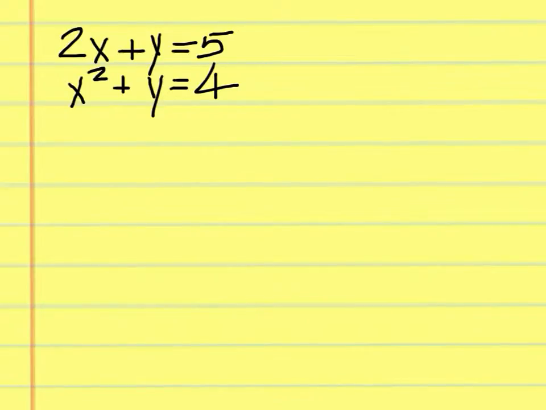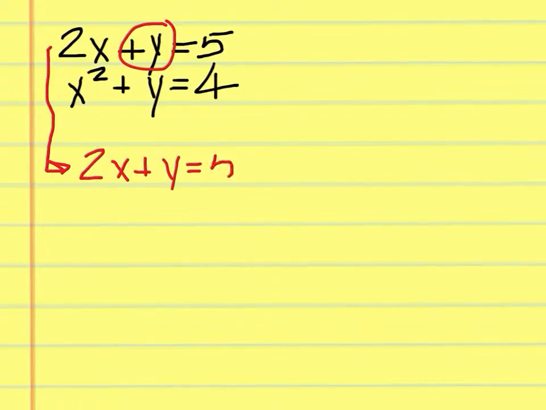The easiest one to manipulate is going to be the first one because it has a y with no coefficient. So we can move that down here and do 2x plus y equals 5 and isolate that variable y. Leave it on the left hand side and move the 2x to the right and make it negative 2x, and then plus 5. Y equals negative 2x plus 5.